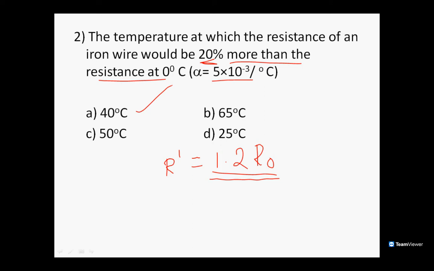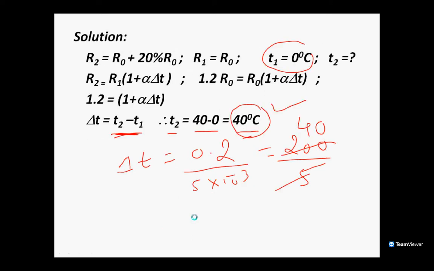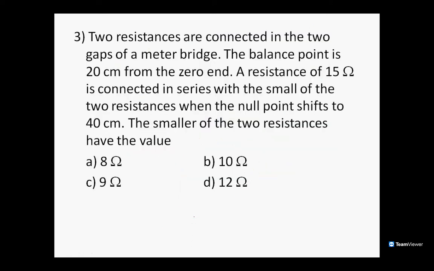Sometimes similar kinds of problems say the resistance is doubled or tripled. In that case, when it is doubled you should use 2R, and when it is tripled you should use 3R. Many times the question is awkward like that. Instead of asking percentage, he may say it is increased by 2 times, or increased by 3 times, and all that.